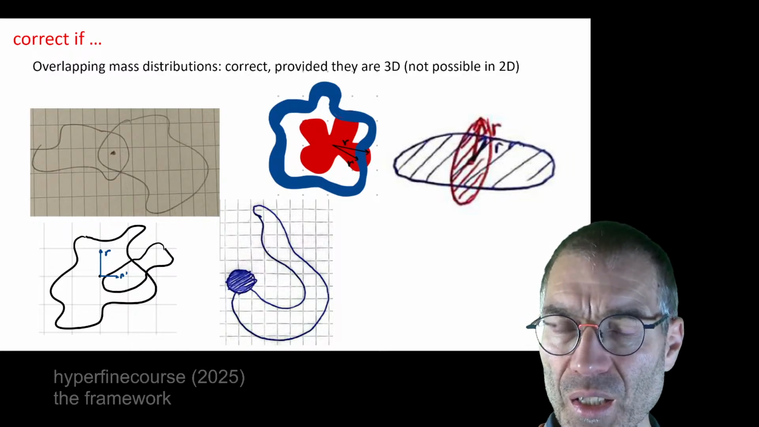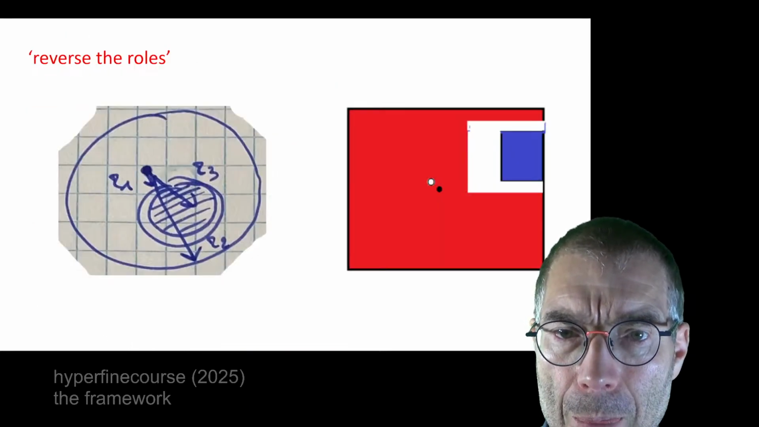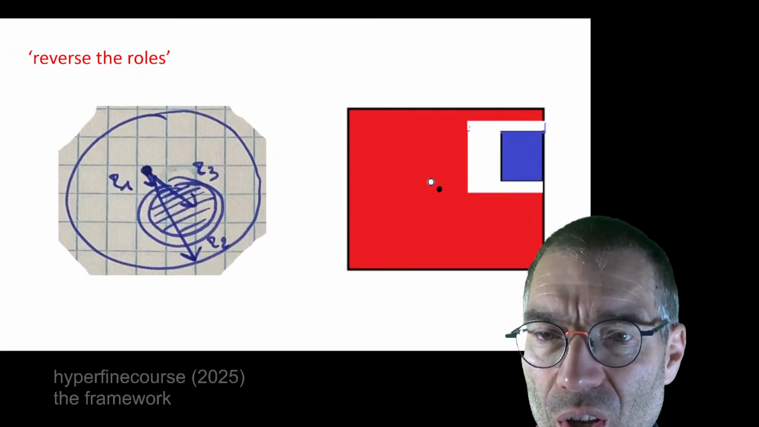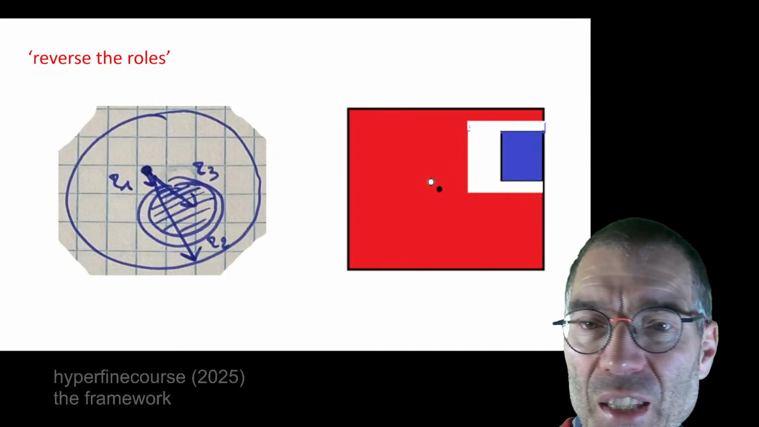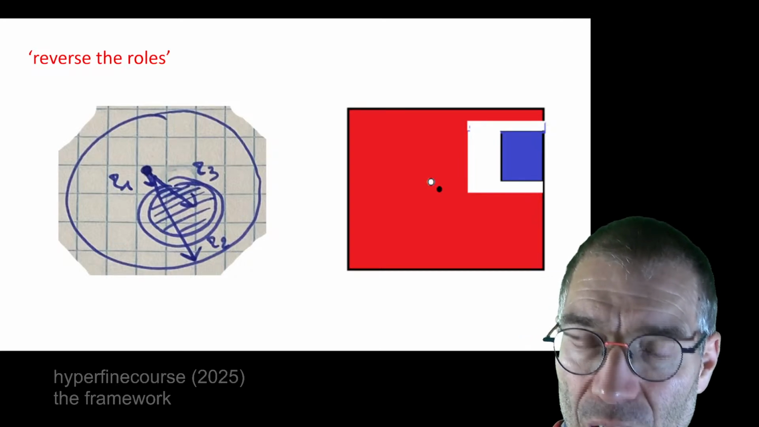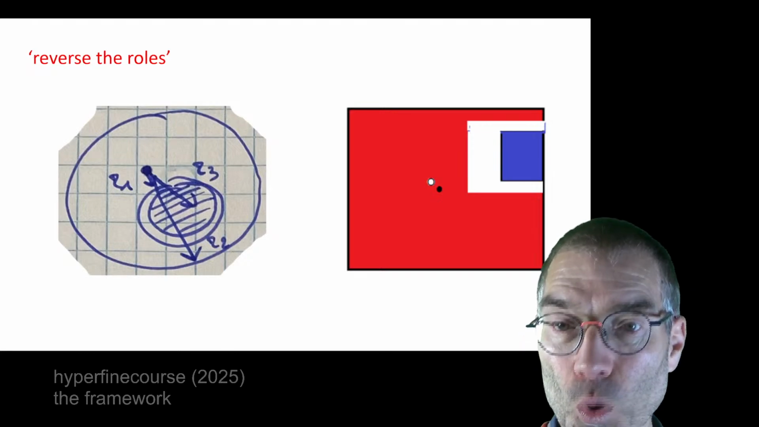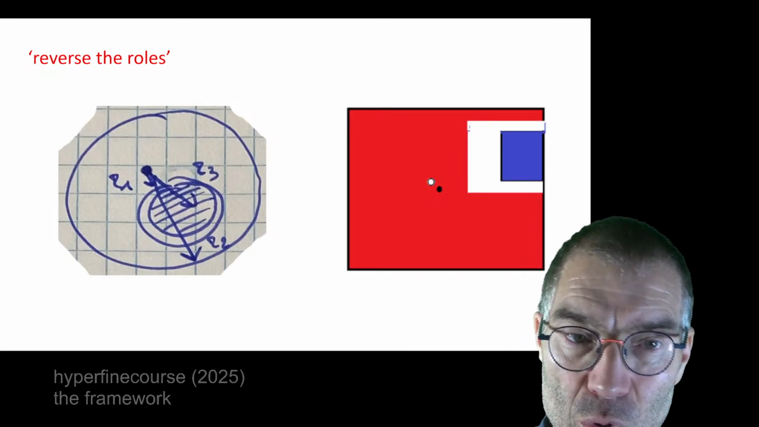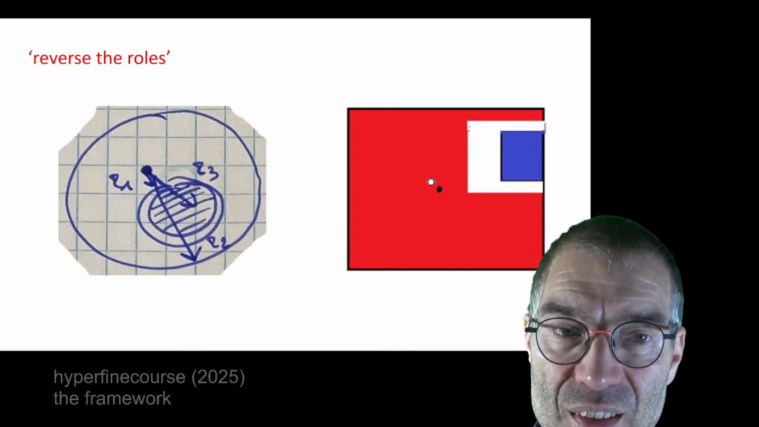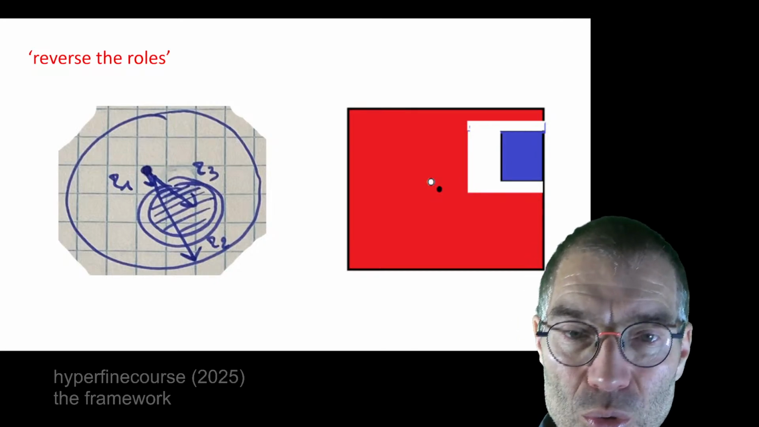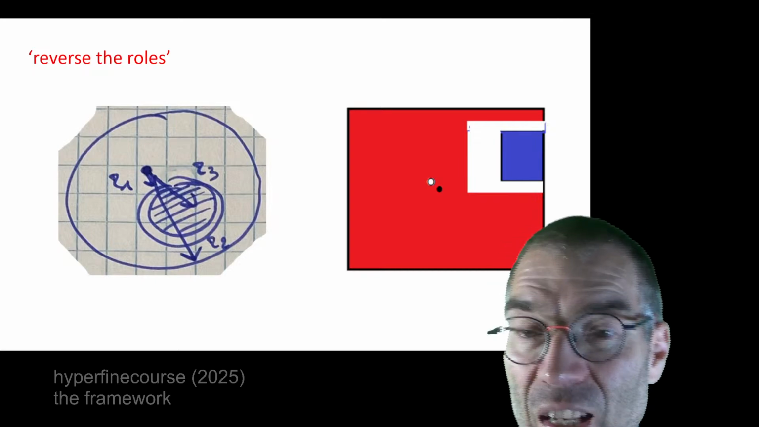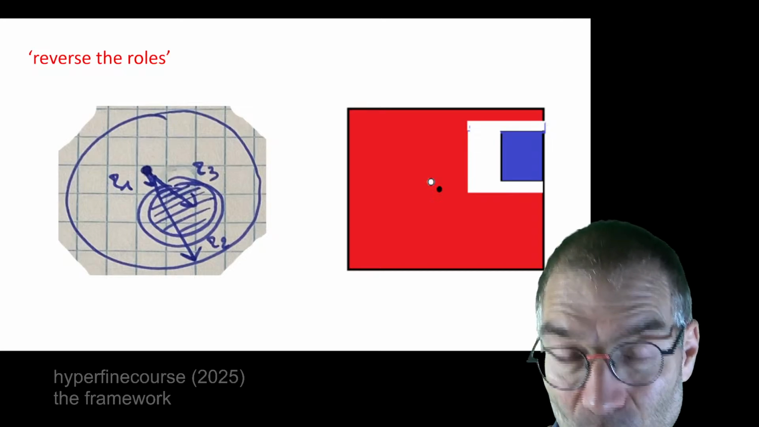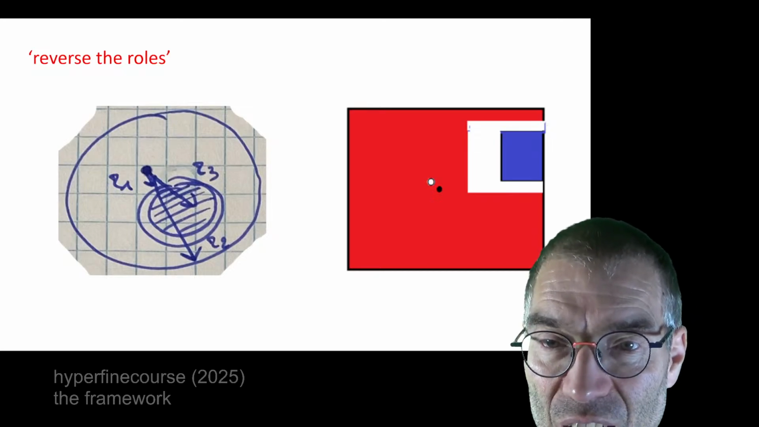There are other examples of this here. Then there are solutions where you reverse the roles. Rather than having mass distribution 1, which mimics the nucleus, being surrounded by mass distribution 2, which mimics the electrons, you could switch the roles and have electrons surrounded by a nucleus. And then, of course, you also have a violation of this condition.